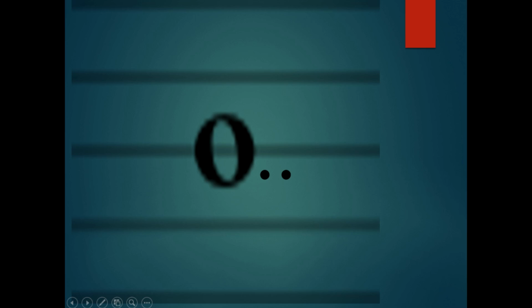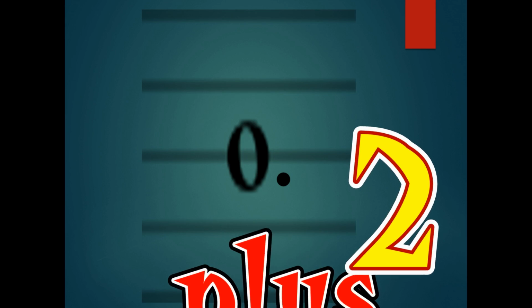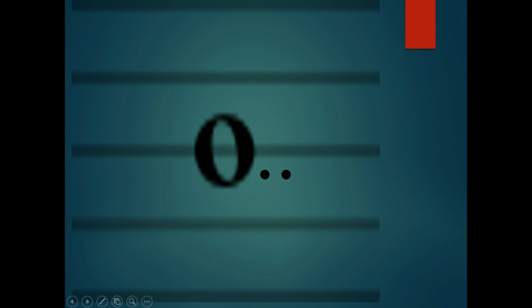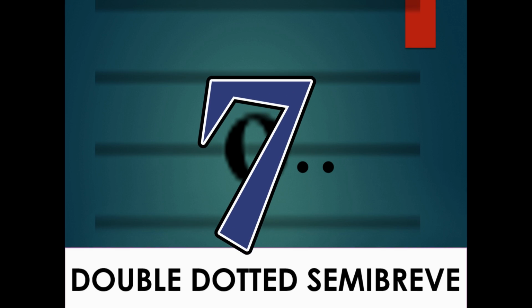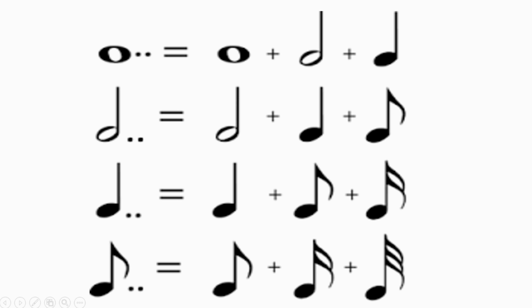Now, the second dot also increases the value of the first dot by half. It means, since the original note, which is a semibreve, is 4 beats, you have the first dot, which is 2 beats. The second dot will be half of the 2, and half of 2 is 1. So in all, when you have a double dotted semibreve, the overall calculation will give you 7. Now look at this note showing on the screen for clearer understanding.